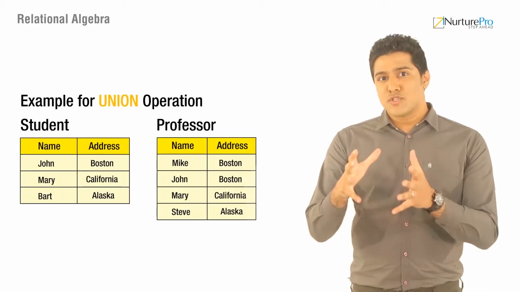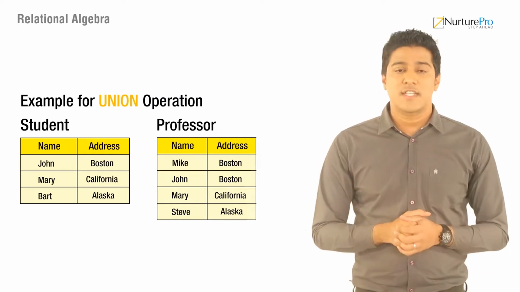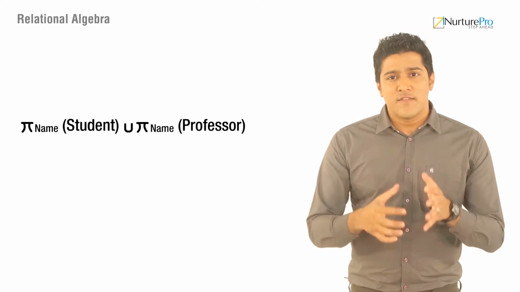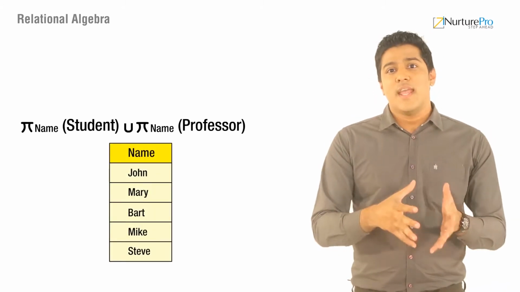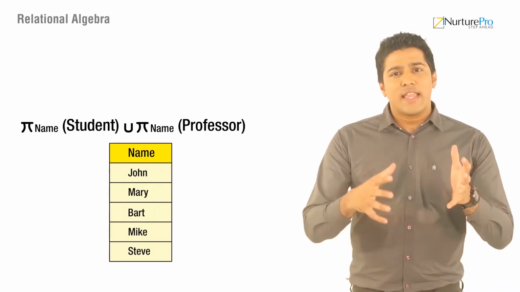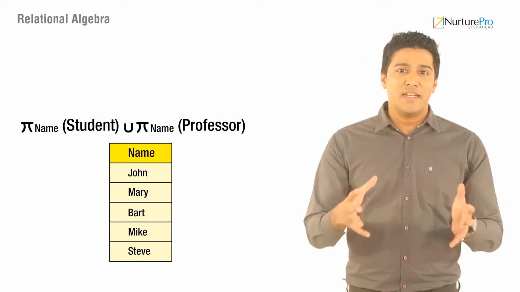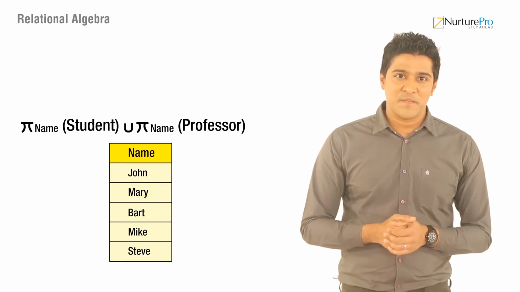Consider the tables student and professor that are shown on screen. By applying the Boolean expression shown on screen, first it projects the student and professor's names. It then combines the names of the students and professors by eliminating the duplicate values.